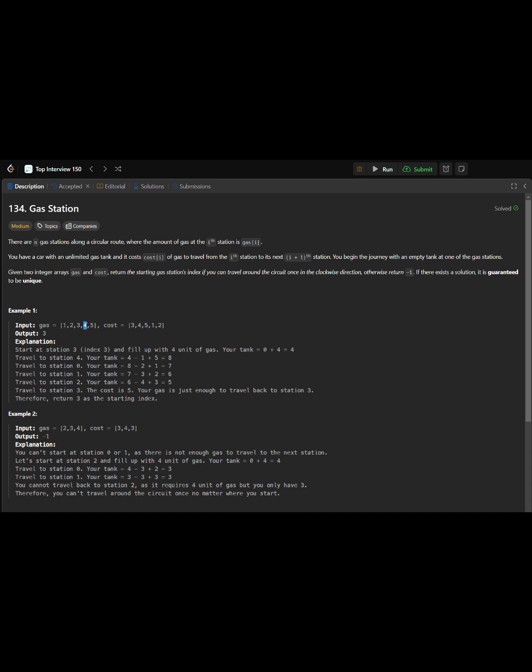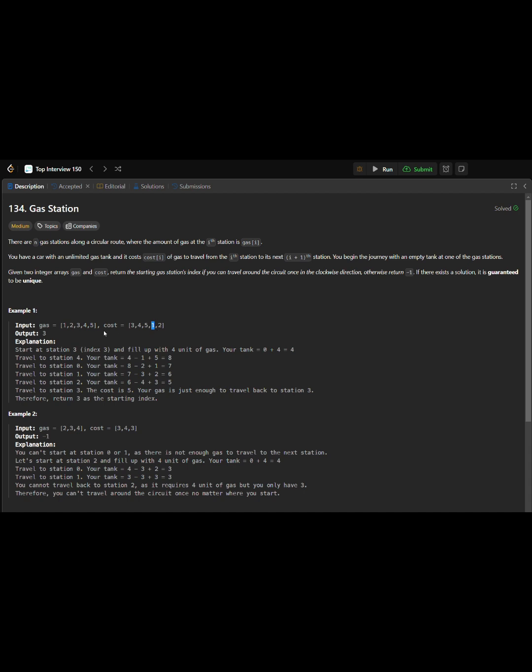Then we start at index 3. Since the gas amount at index 3 is greater than the cost at index 3, it's a good start. And what we need to do is continue comparing the next index.